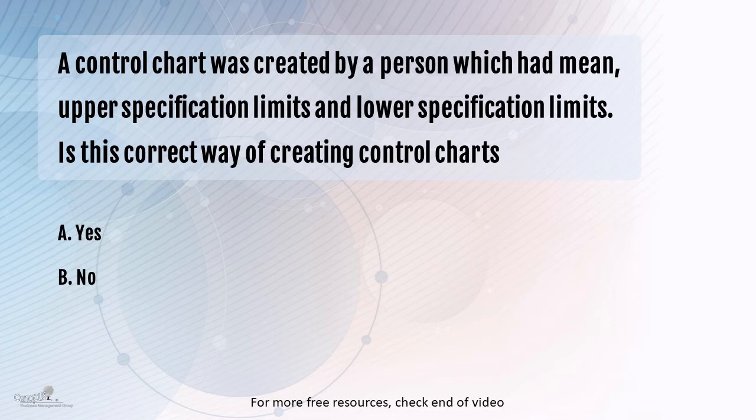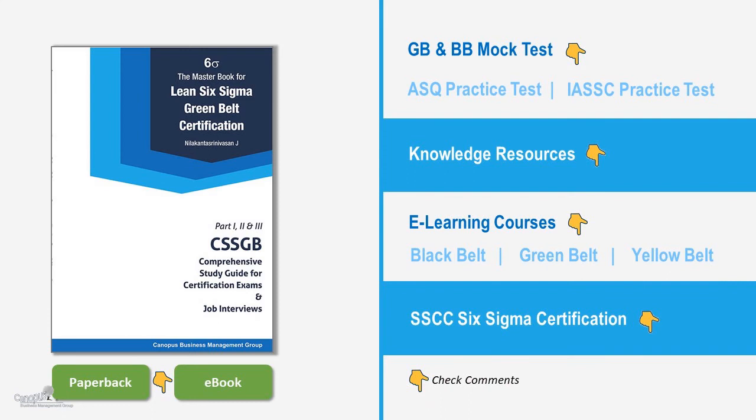In fact, we use what are called upper control limits and lower control limits, that is UCL and LCL, and they represent the variation, or they are derived from the inherent variation which is there in the process. So the option here is B, which is no, because he has used specification limits.